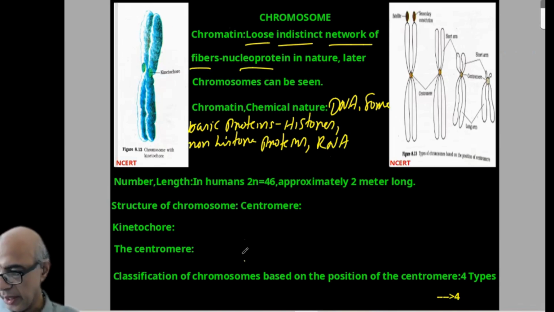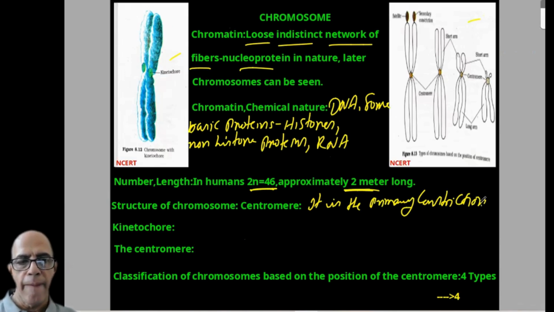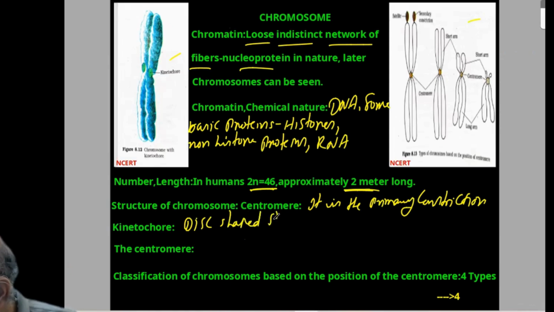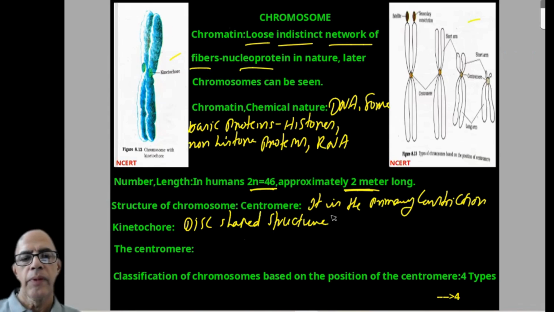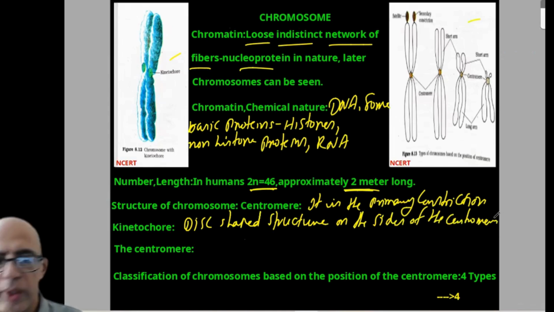Now number, length, etc. In humans, the diploid number is 46. Approximately, the DNA can extend up to 2 meters in length. Then the structure of the chromosome: centromere. It is the primary constriction. You can find it in the diagram here and here. Kinetochore is a disc-shaped structure on the sides of the centromere. That is called the kinetochore.